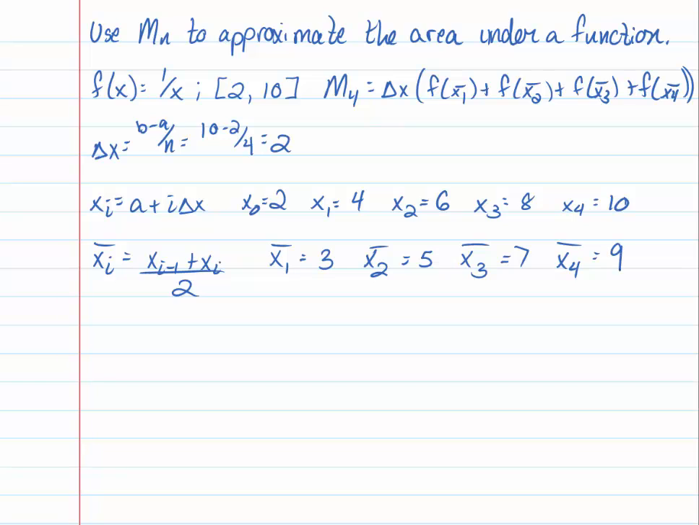Okay, so now we have everything we need, so we can simply write out what M4 is. So delta x is 2. And then we have the xi bar values 3, 5, 7, and 9. And we're going to evaluate the function at each of those values. So we get 1 over 3 plus 1 over 5 plus 1 over 7 plus 1 over 9. And that would be the approximation underneath the function 1 over x from 2 to 10.